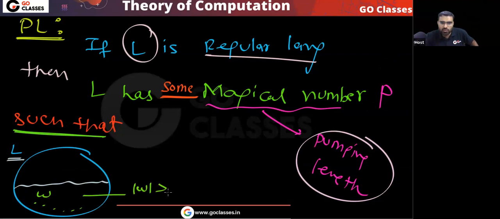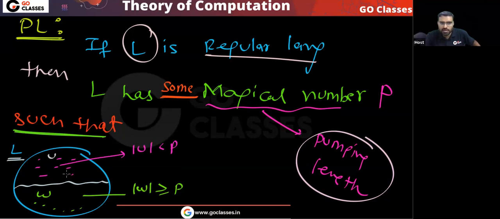Whose length is greater than or equal to P. Okay, so these are the strings whose length is greater than or equal to this magical number. The remaining strings we don't care about. These are the strings whose length is less than P. Okay, we don't care about these strings.